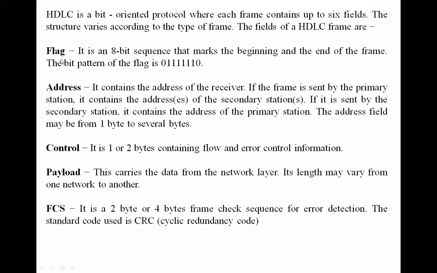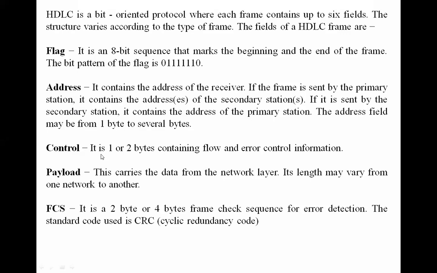So flag is 8 bits, present at the beginning and end of every frame. What is the meaning of address? This address consists of the source address or the destination address. We can also call them the primary station and the secondary station. How many bytes we are going to send has to be decided by this address.